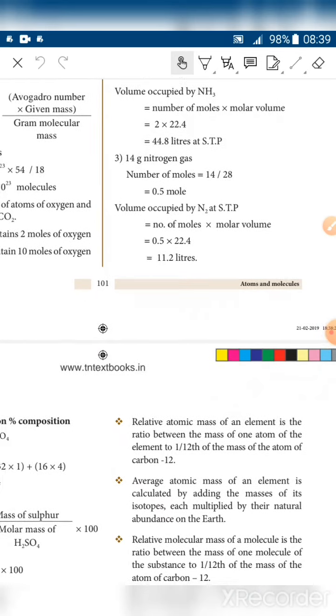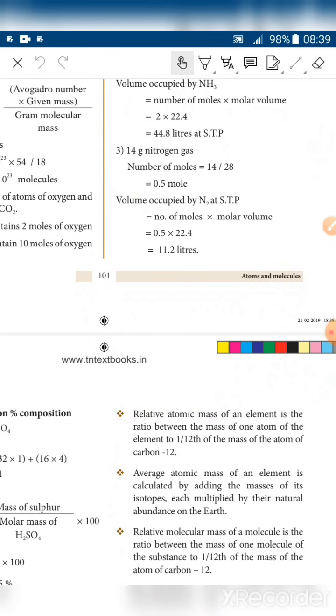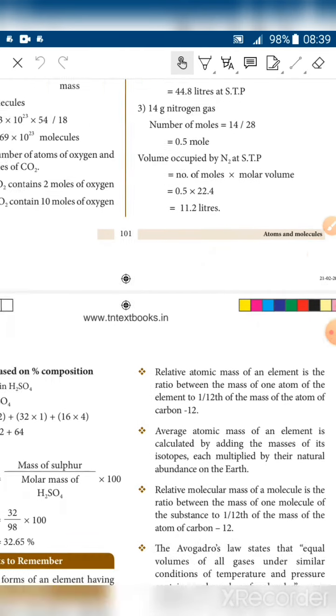Then volume occupied. What is the formula to calculate the volume? Number of moles into molar volume. Number of moles calculated is 0.5 mole, and the constant molar volume is 22.4, so 11.2 liters.